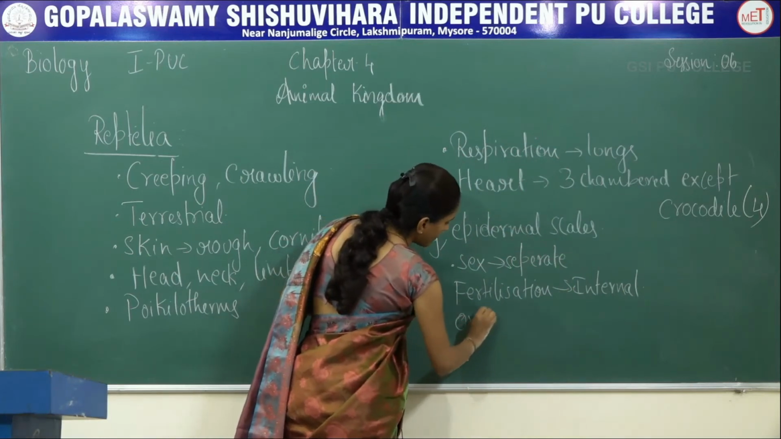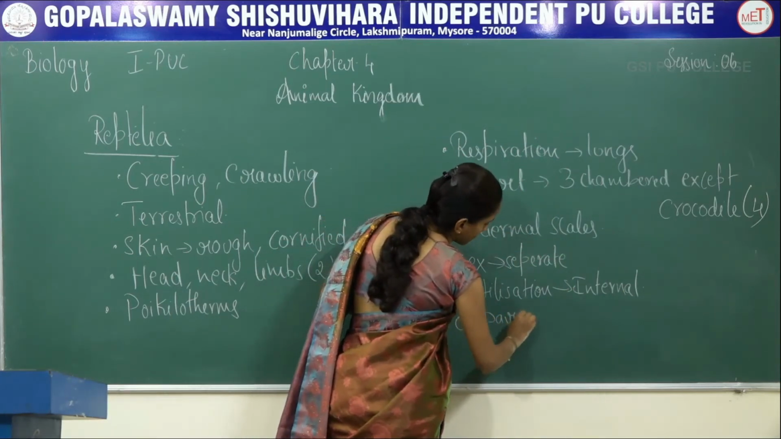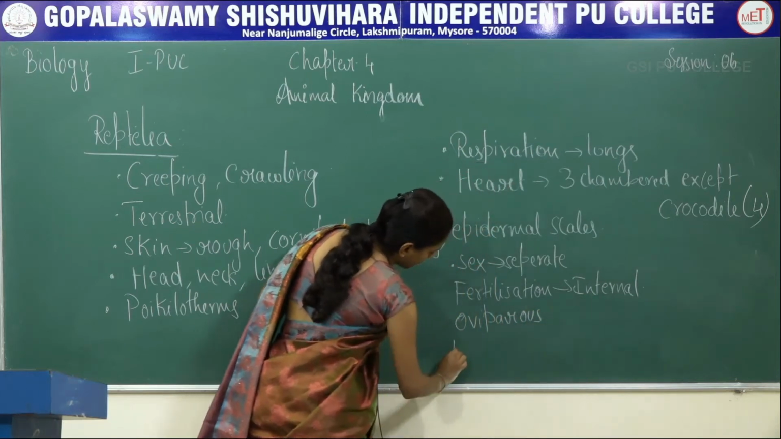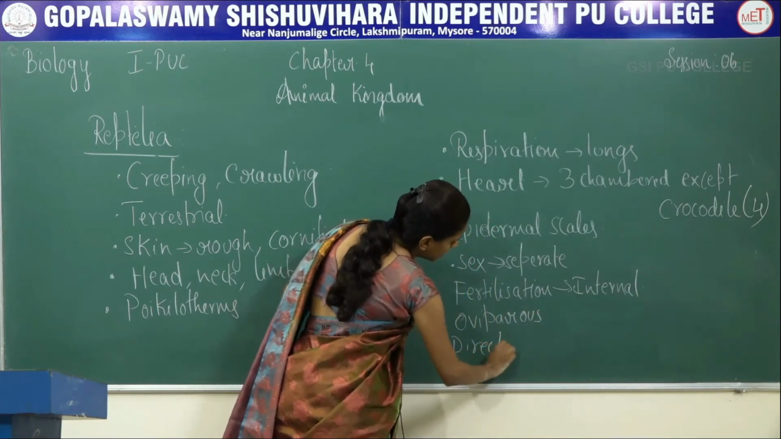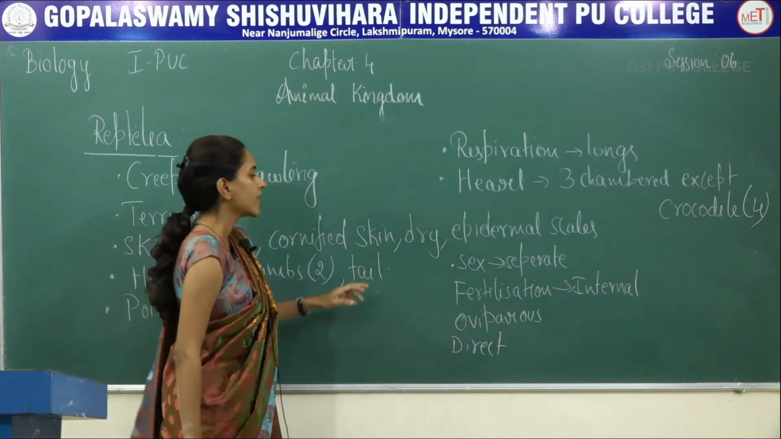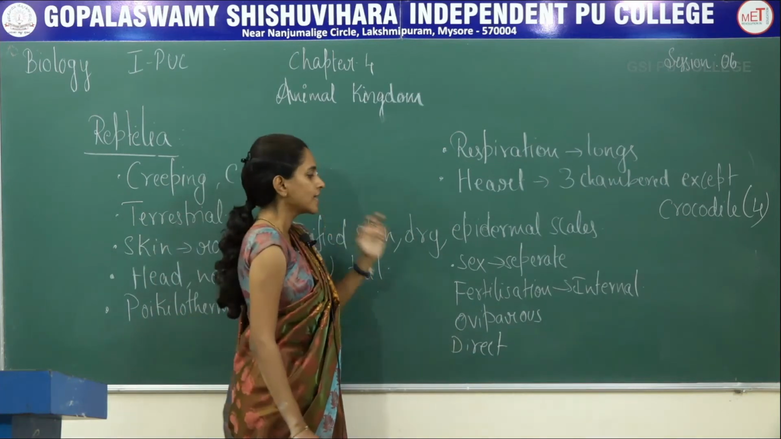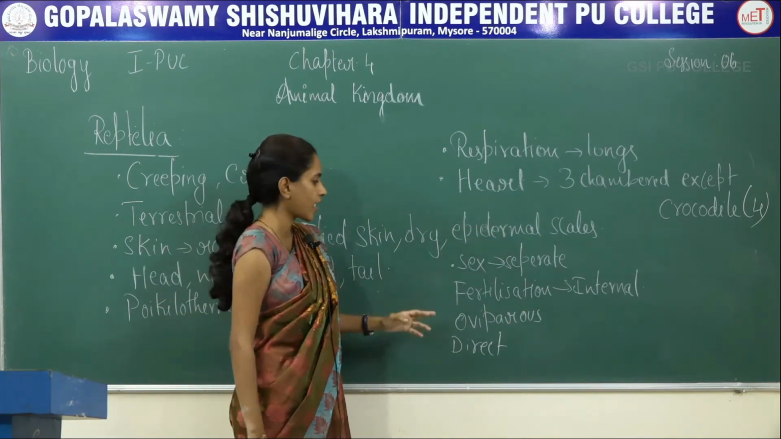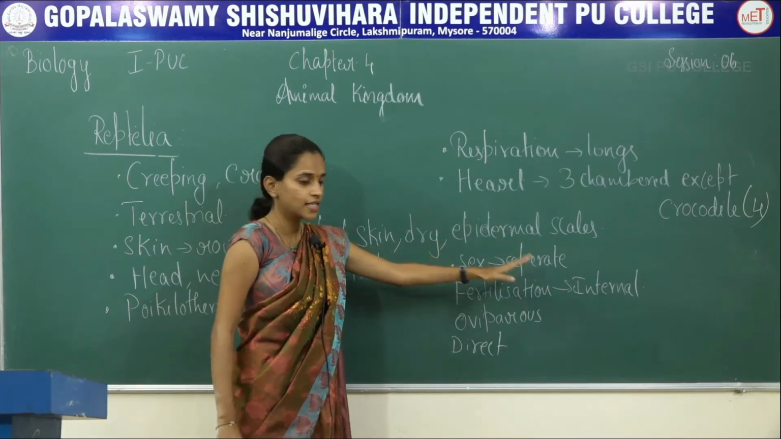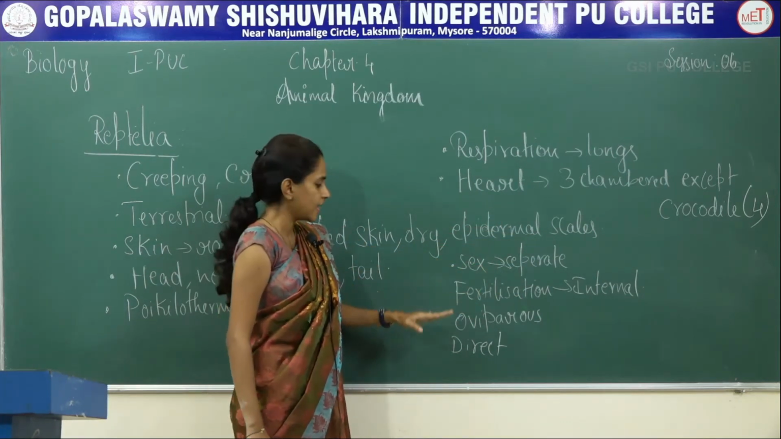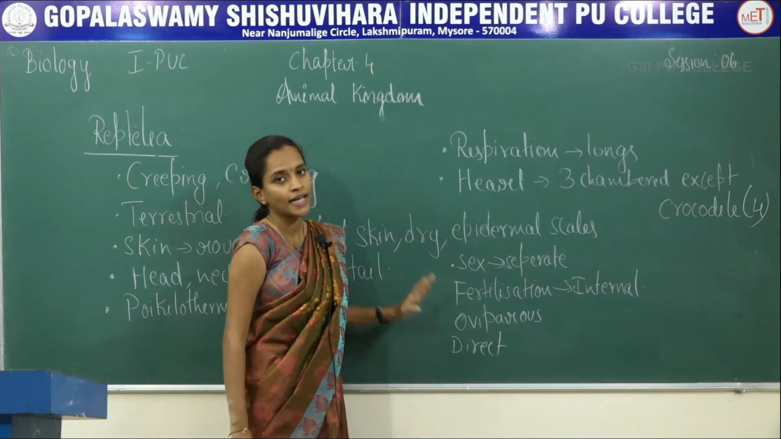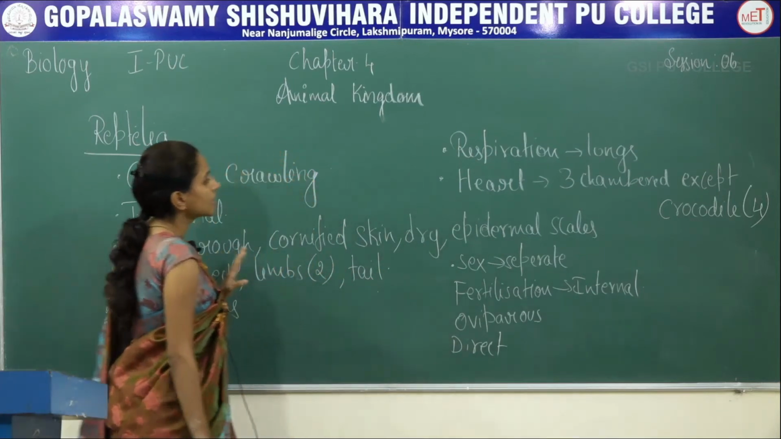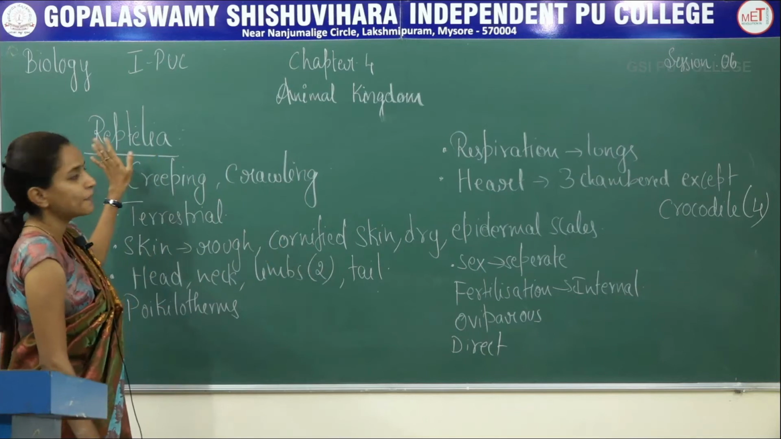These are oviparous and their development is direct. So they undergo sexual type of reproduction. They have a separate male and female organism. Their fertilization is internal. They are oviparous in nature. Their development will be direct development. So these are the characters for reptilia.